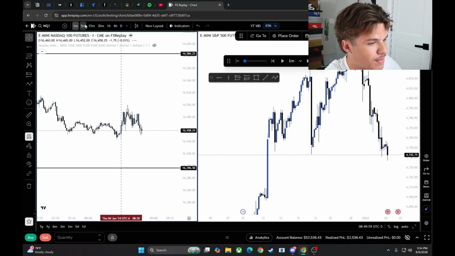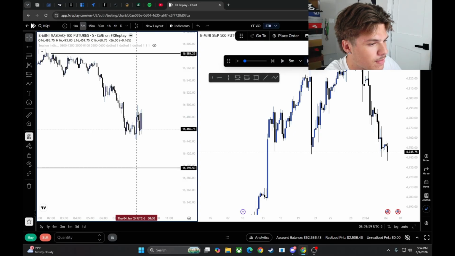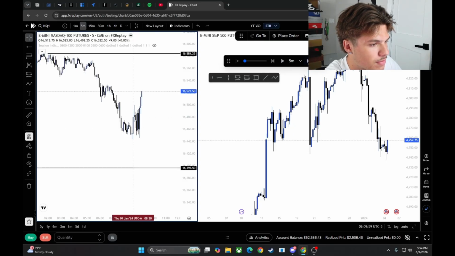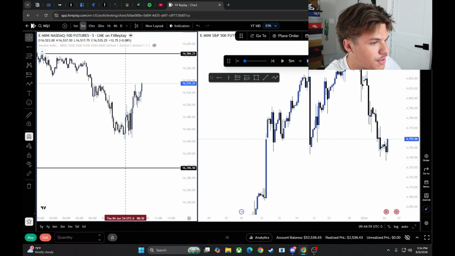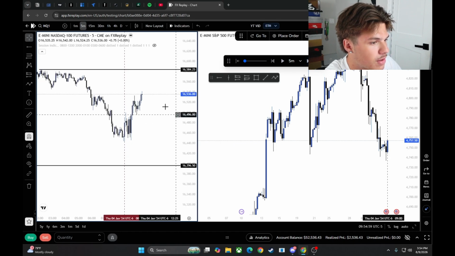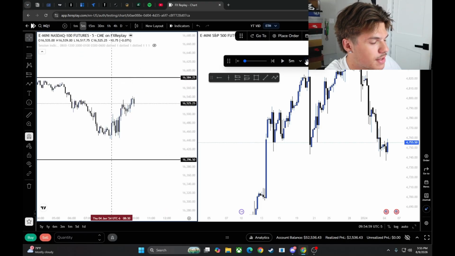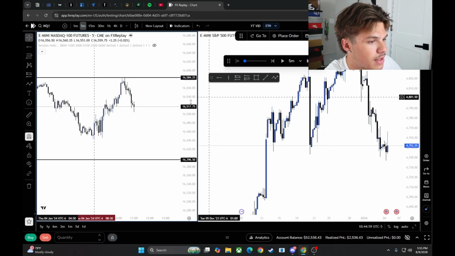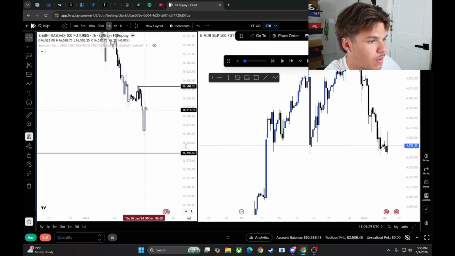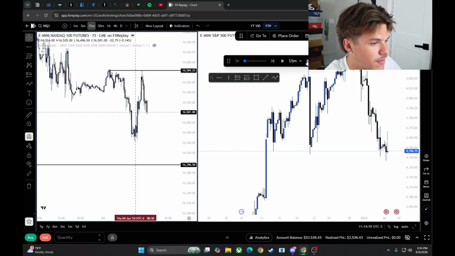Nah, this 1 minute's cooked and 5 minutes just not enough displacement. I would have entered this. Yep, that's why. Would have got wrecked. I need to see obvious displacement because we're getting a retrace now. Or we just go up higher, I guess, on the day. But I don't really even want to look for shorts. So let me hop on the 15.